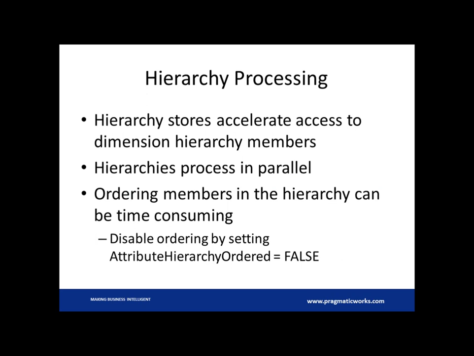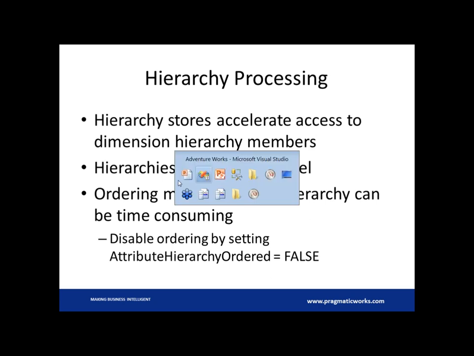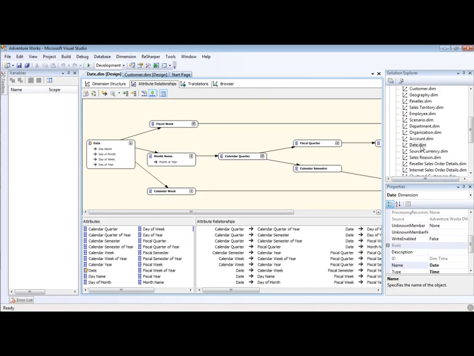The hierarchy processing is basically populating the hierarchy store. These do process in parallel, and generally they're not horribly time-consuming. If you have very large dimensions, though, the one spot that can take more time is ordering the members in the hierarchy. This is using the order by information that you provide on the dimension. And we'll take just a quick look at that.